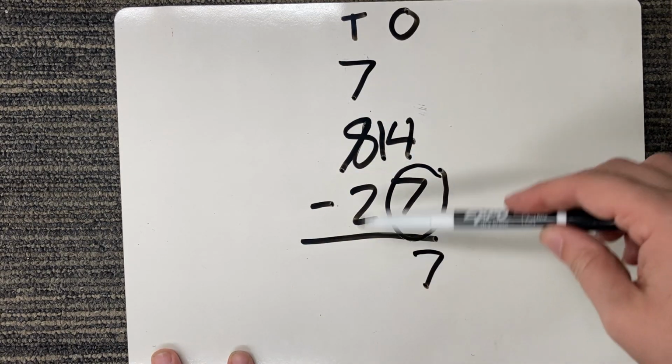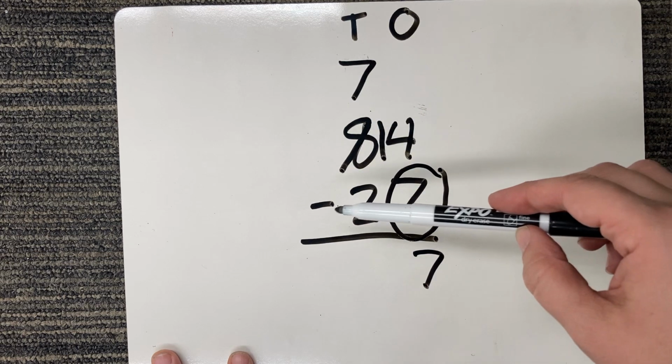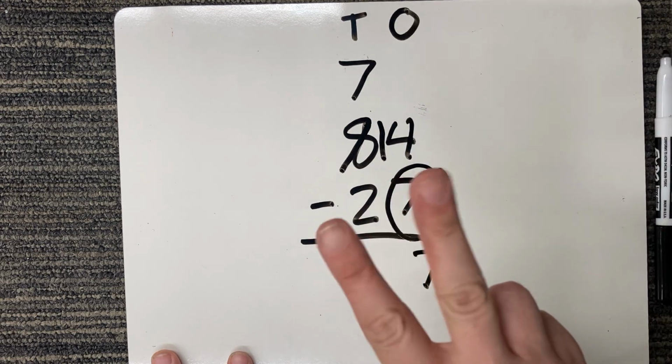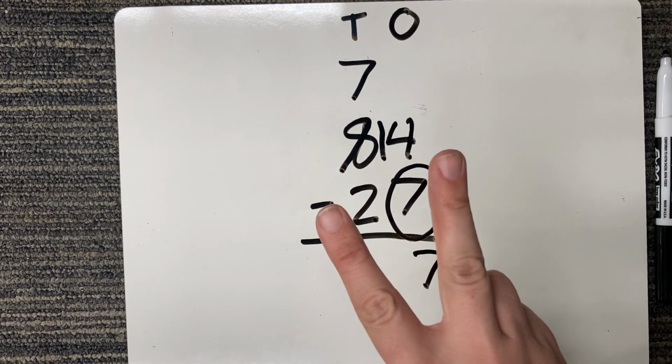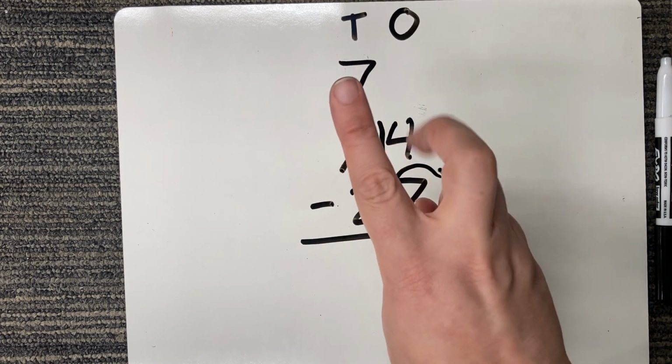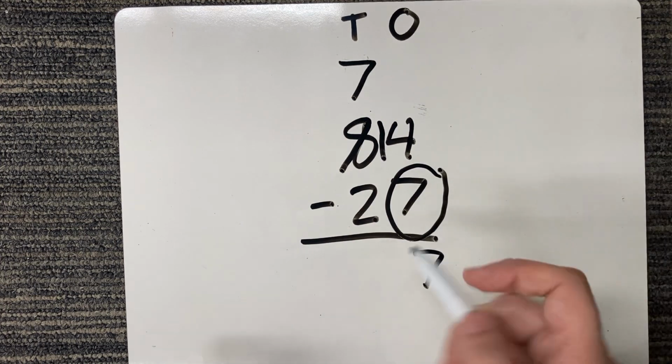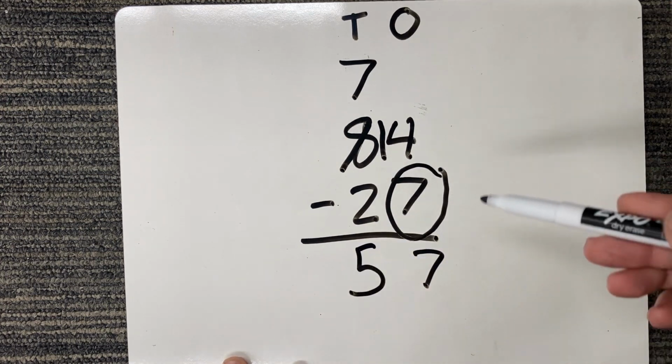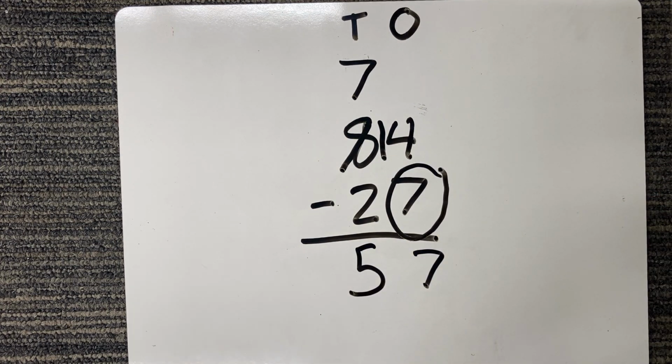Now I can subtract the tens. 7 tens, take away 2 tens. I'll put those 2 up on my fingers. Am I going to count bigger or smaller? Smaller. Smaller than the 7. 6, 5. So 84 minus 27 is 57.